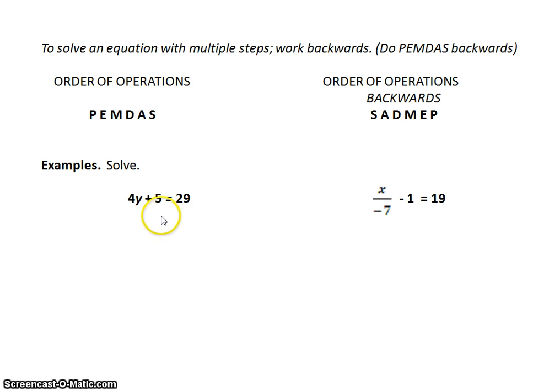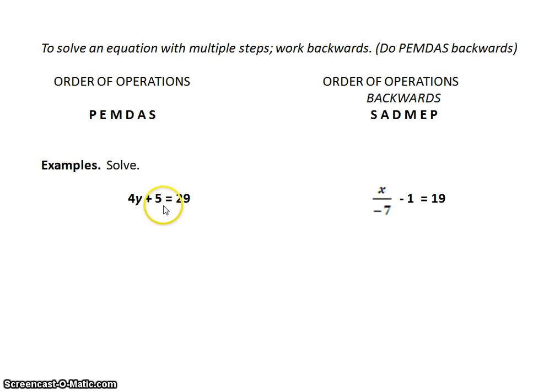So let's take the first example on the left. 4y plus 5 equals 29. We are trying to figure out what y equals. We want to isolate the variable y. So let's take a look on the left-hand side of this equation. What math is happening to the variable y? Y is being multiplied by 4, and 5 is being added to it.